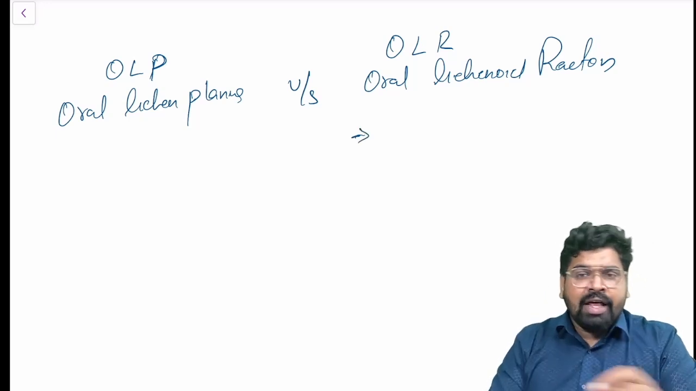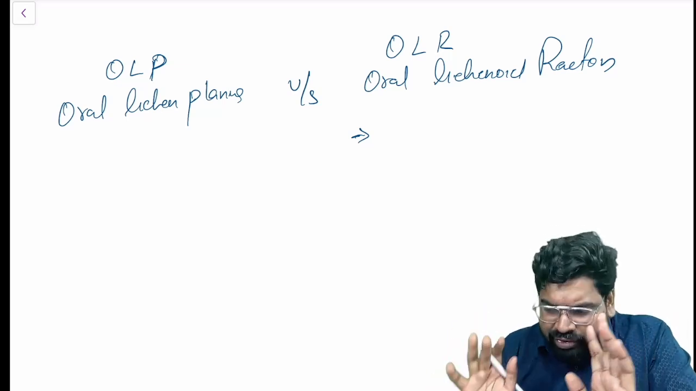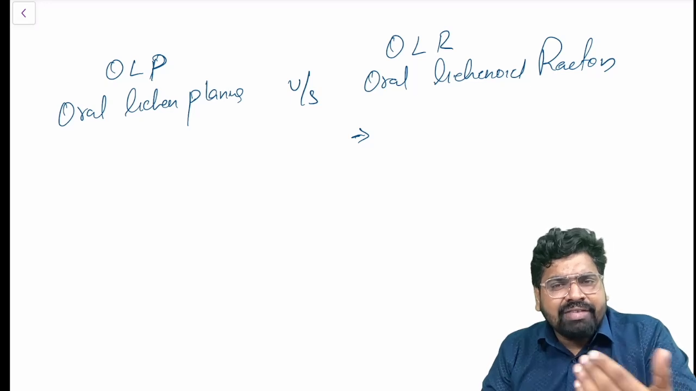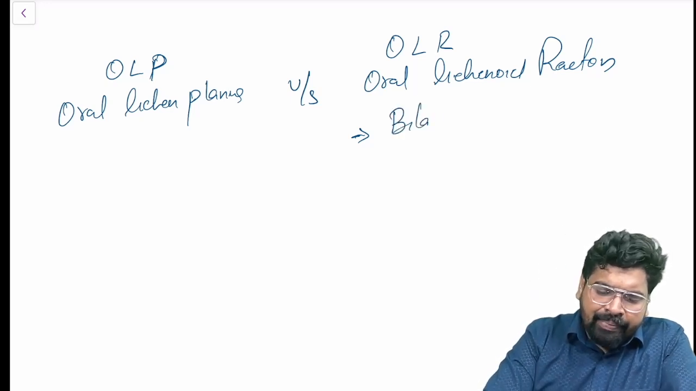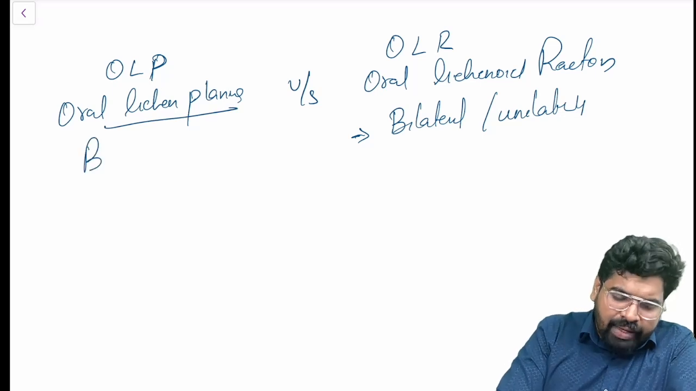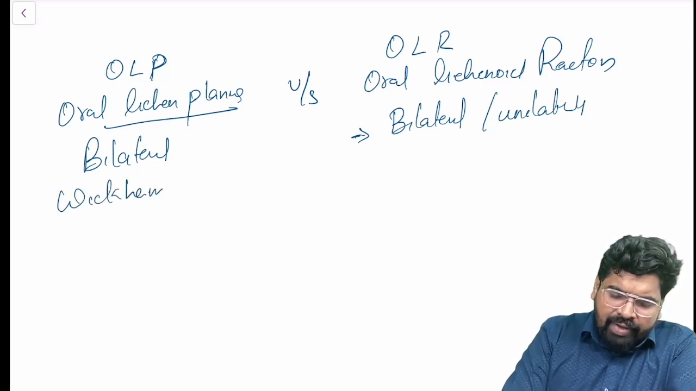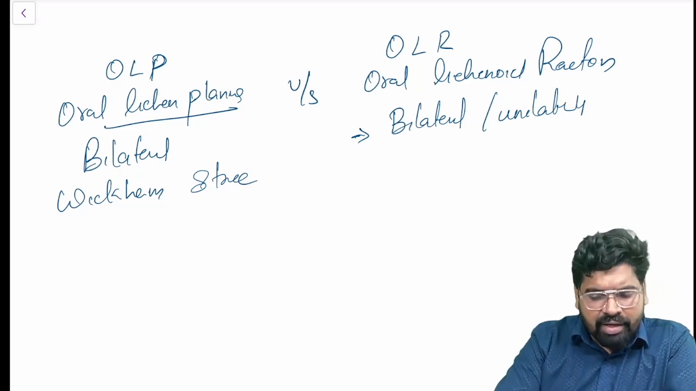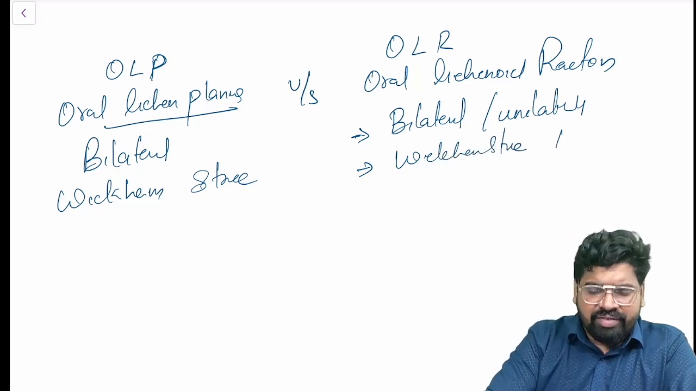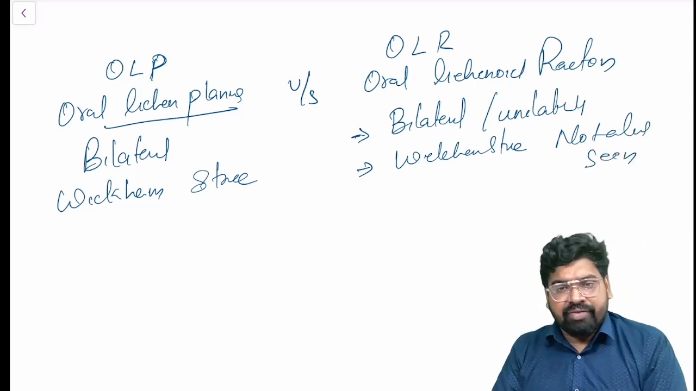Oral lichenoid reaction will also clinically resemble oral lichen planus. It will have a similar appearance. It will sometimes be bilateral or sometimes unilateral. Oral lichen planus should be bilateral. Wickham's striae are not always seen in lichenoid reaction, but they are always seen in lichen planus.